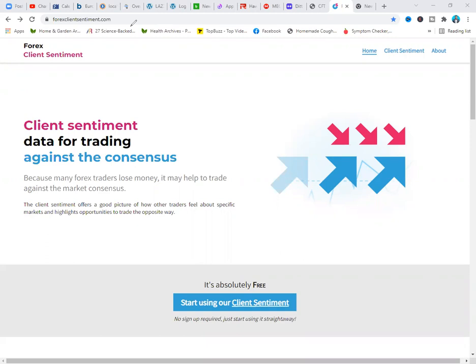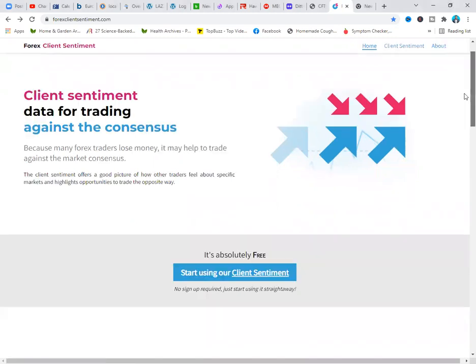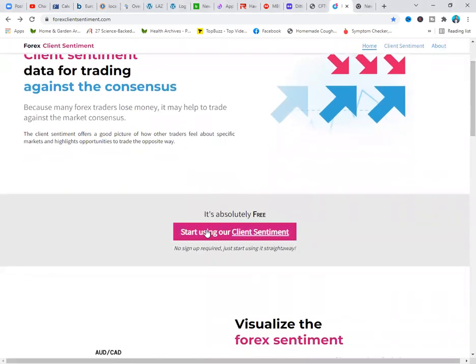So this is the home page of the website. When you come to the home page, you will see Home, then Client Sentiment, and then About. This is the menu at the top right corner, which I'm circling. Here we are looking for the sentiment. You can either click on Client Sentiment, or when you come below on the site, you see it's absolutely free. Start using client sentiment. Once you click on it, you will have access to the whole sentiment. Any of the links I have just shown you, you can click on.